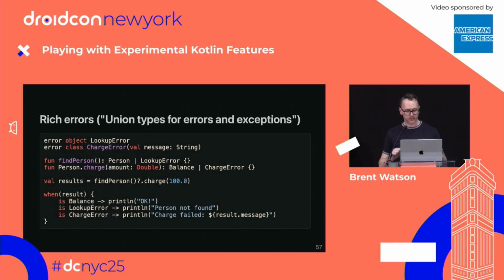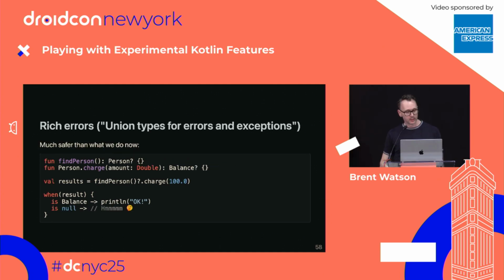The maybe interesting thing here is after I call findPerson, I still use the question mark operator as though it could be null. So that is the syntax they're proposing right now. So findPerson can't return null, but if it were to return an error, result is going to be assigned to that error type. If it's not an error type, it's going to continue on the right-hand side of that question mark operator and call charge. And again, you could chain these as long as you want, right? You could have 5 question marks like we do right now. So much safer than what we do now.